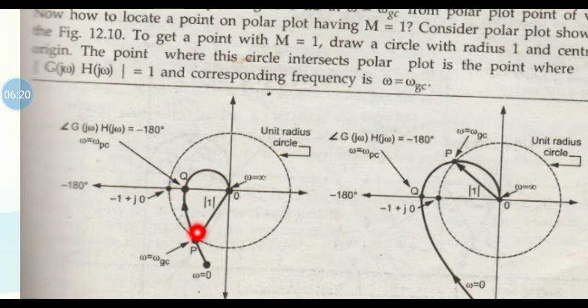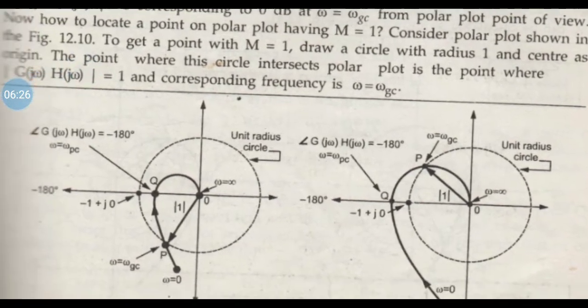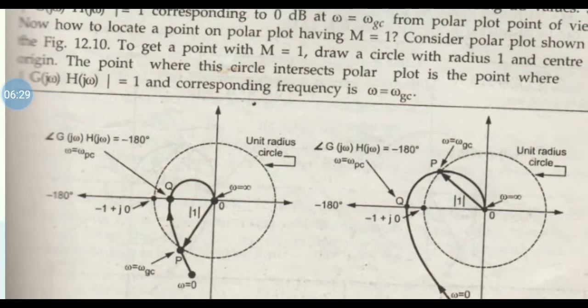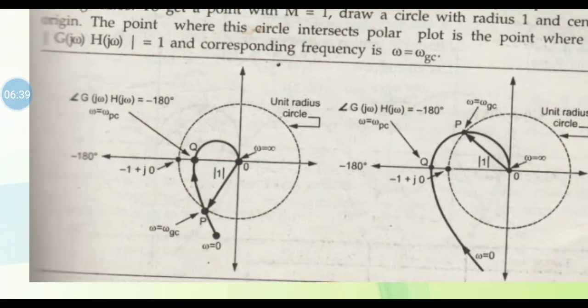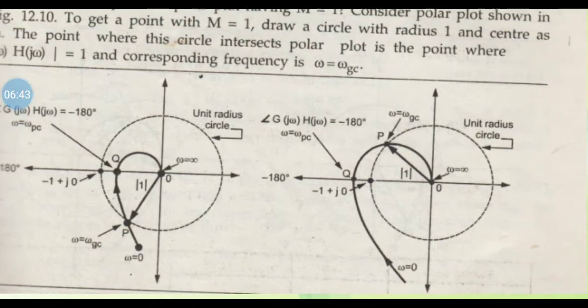Okay, m is 1. Then where this circle intersects the polar plot, that point is with magnitude of G(jω)H(jω) equal to 1. So the magnitude of G(jω)H(jω) at this point P is 1, and the corresponding frequency is ω equal to ωgc, which has been shown here. Okay, how to find? Is it clear?